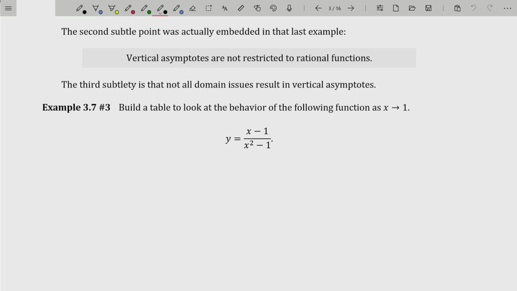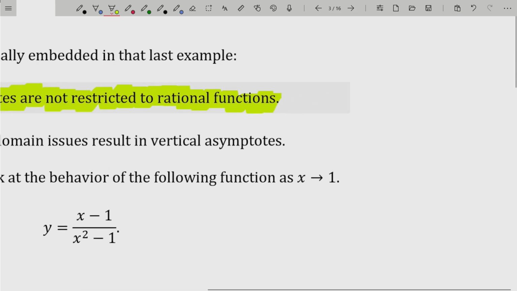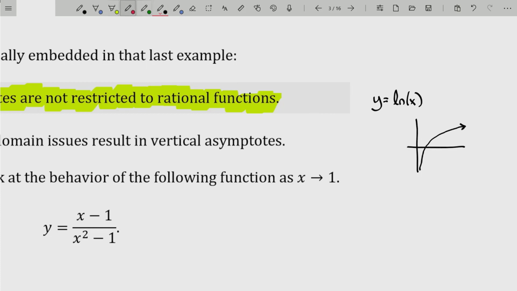So that was the first subtle point: just because you have a vertical asymptote for a function, it doesn't imply that both sides go to some level of infinity. Only one side needs to. The second subtle point was actually embedded in that last example. Vertical asymptotes are not restricted to rational functions. That's critical. You already know of a function that has a vertical asymptote, y equals the natural log of x. That function has a vertical asymptote at 0 just by the nature of the function itself.